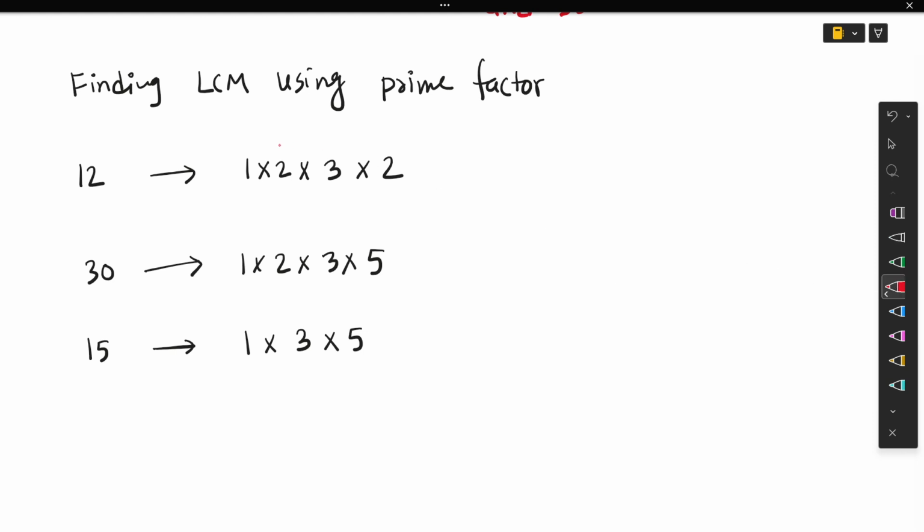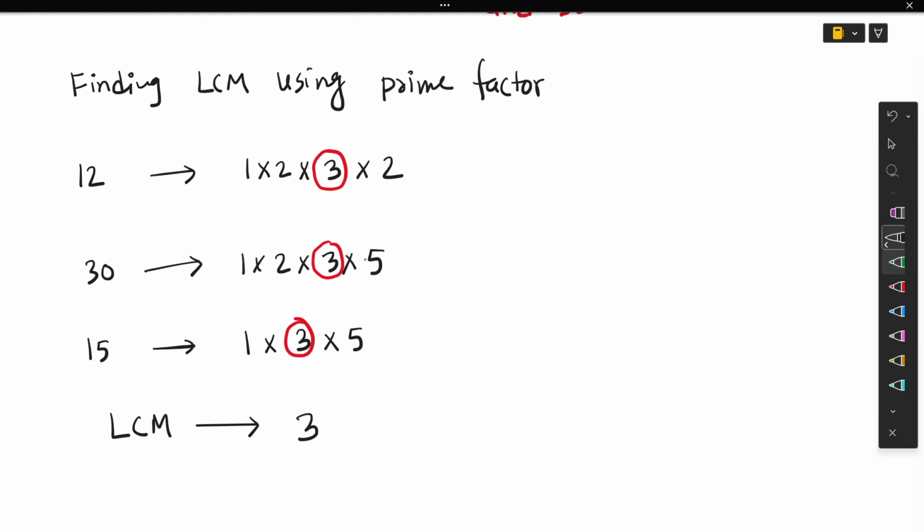So what are the common here? You have 3 in all of them. This is 3 and this is 3. So 3 is the common one. Okay, 3 is the common one. For the LCM, we have 3. Then you don't have any other common one here.